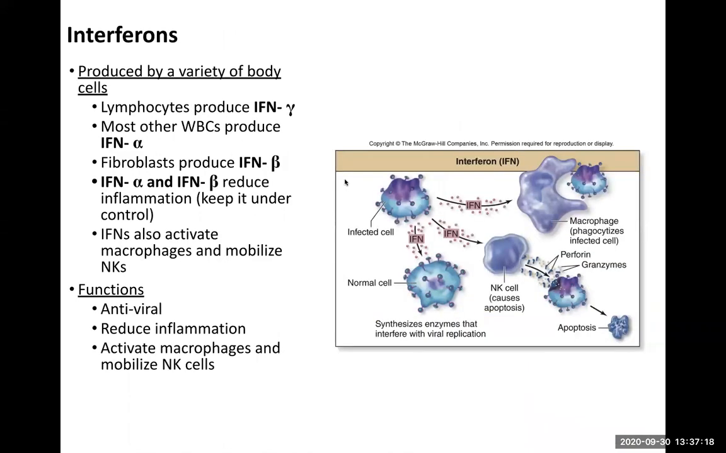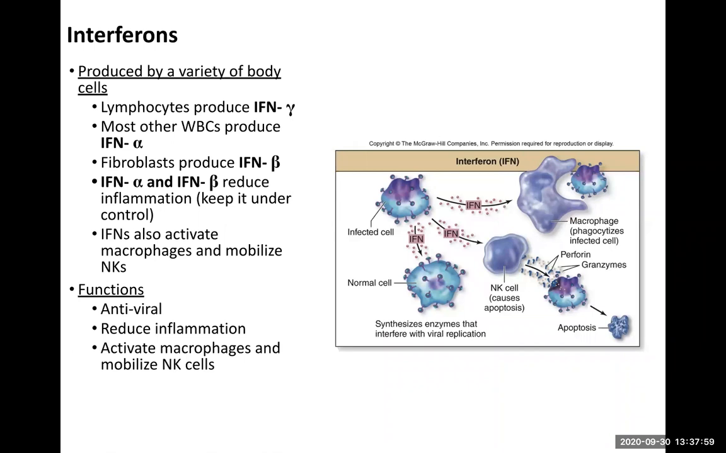Okay, so as far as the specific interferons I want you to know, I want you to know basically these three different types of interferons. So the first one is gamma, this is alpha, and this is beta. So T cells and B cells make interferon gamma, which is a very important interferon for activating additional T cells and B cells. And then essentially all other leukocytes make interferon alpha, right? And then fibroblasts produce interferon beta.